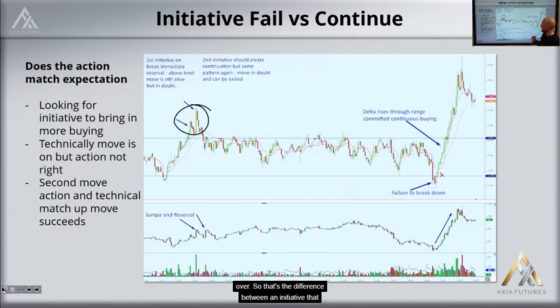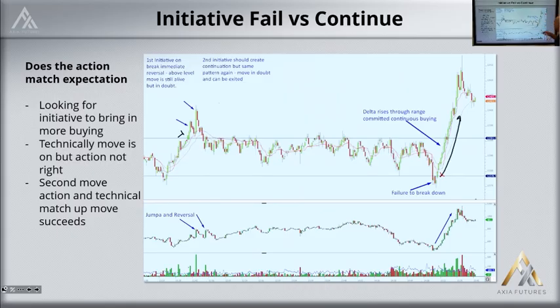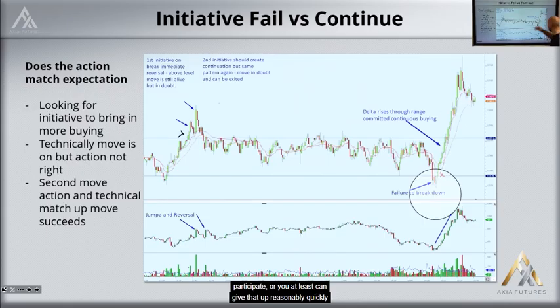So that's the difference between an initiative that fails and the initiative that continues. And it's so much about matching your expectations to the reality. Go into it knowing what you want to see here, because once you get that, then you can be confident. You can take this trade on, but you don't want to be sitting in that when it clearly gives you a second indication that this isn't what you're after. Whereas here, it never really says to you get out. And this is ideal. A move where you get the delta rise saying to you stay in, stay in, stay in. There's no reason to get out of this trade. That's what your expectation is. That doesn't do it. You don't have to participate, or you at least can give that up reasonably quickly because it doesn't do what you expect it to do.